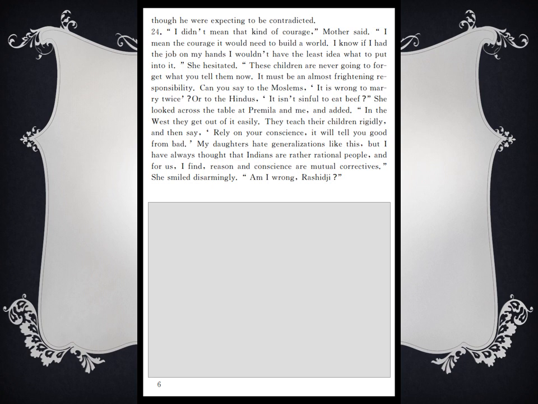"I mean that kind of courage," mother said. "I mean the courage it would need to build a world." Then mother said, I'm not talking about courage in the sense that you are physically strong. I mean the type of courage that is very much required to build a world. World means you are giving education, building a world through education. How can we build the world? We can build the world on the basis of getting more and more people educated.